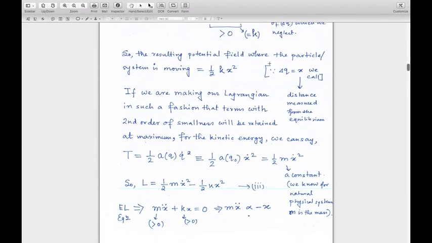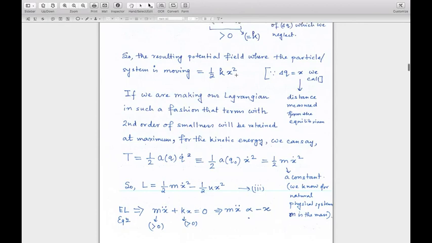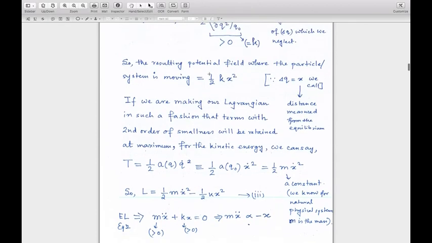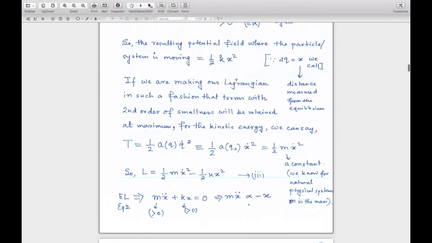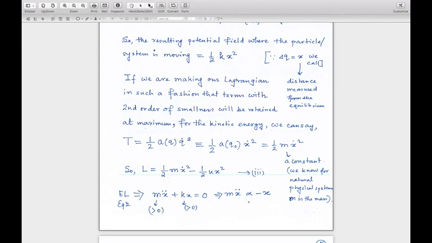We are now just calling delta Q as X, so that it looks much more compact, and the resultant potential is half kx square. So you see we again have a potential which is like a quadratic potential, half kx square. Then you can easily understand that in the one-dimensional case, this is trivially a central potential, right? Because only one distance is there.